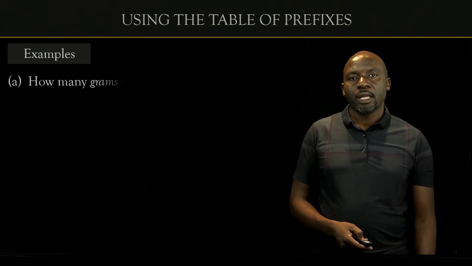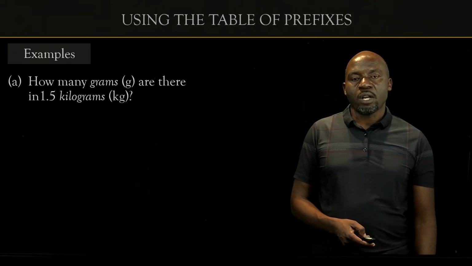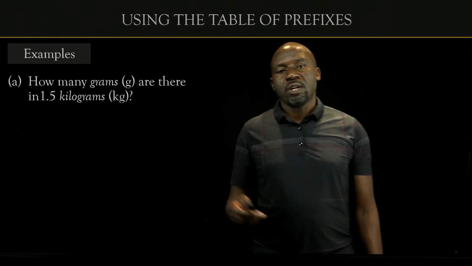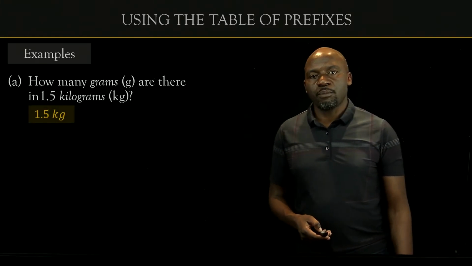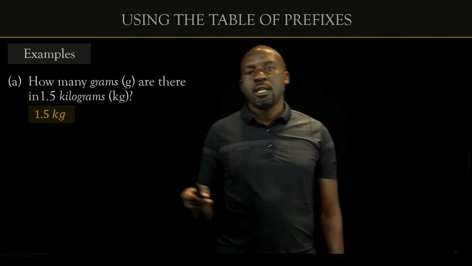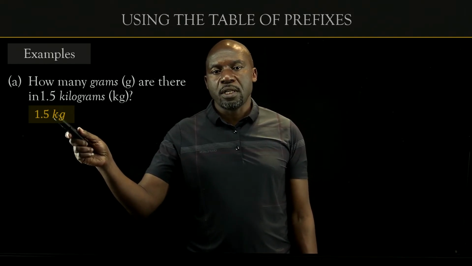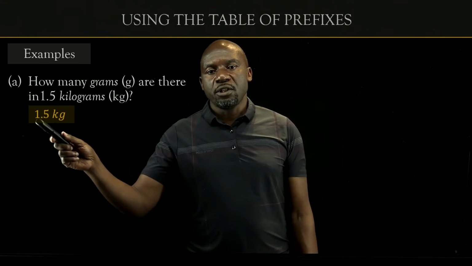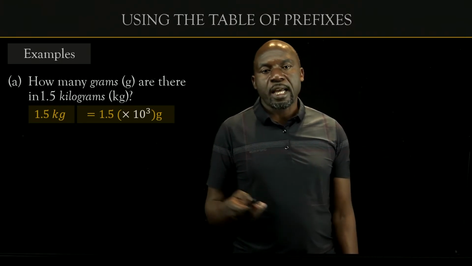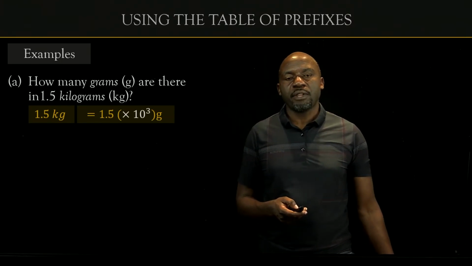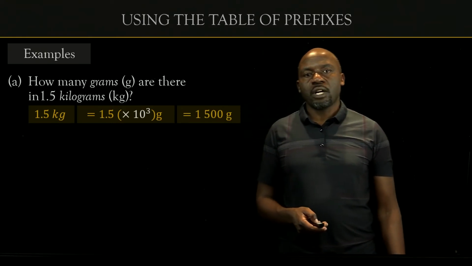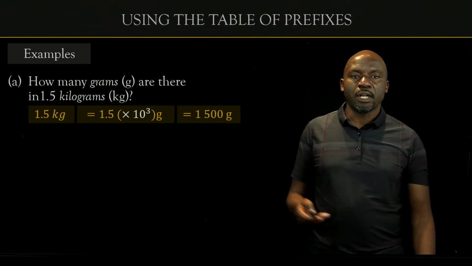Here is an example. How many grams are there in 1.5 kilograms? So we have 1.5 kilograms. We want to know the number of grams there are. So we start with 1.5, kilo is the prefix. Now if you go back to the table, you should see that kilo there means times 10 power 3. In other words, times 1,000. And therefore it's just 1.5 multiplied by 1,000, like this. In other words, we remove the k and replace it with times 10 power 3, and we see that we end up with 1,500 grams. So 1.5 kilogram is the same as 1,500 grams, just like that.